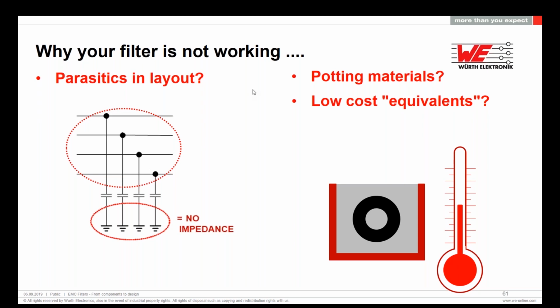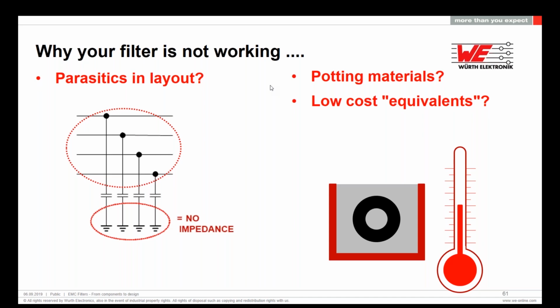And also one topic which we are not dealing with a lot is the potting materials and the low cost equivalents. Basically, the expensive component in our chokes is the core material, the ferrite material. And this ferrite material could also be found really cheap in the market, but it will be affected by things like temperature or potting material.